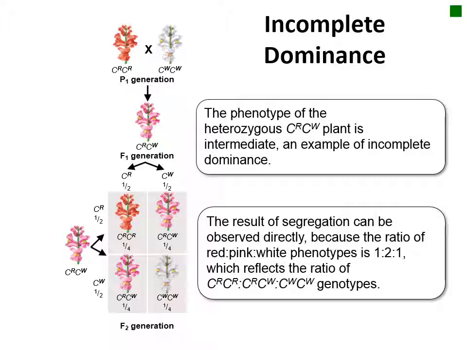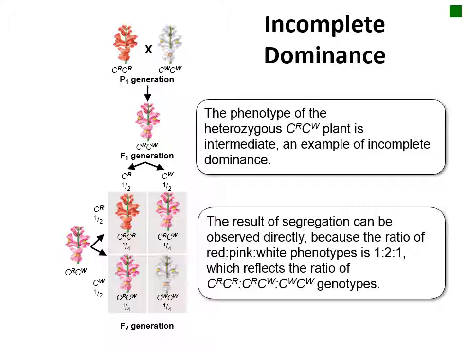For example, in snapdragons, there is one allele that produces red pigment and another that does not, making the white flower. However, in the heterozygote, one copy of the red pigment producing allele does not make enough pigment to turn the flowers completely red. Instead, we get an intermediate phenotype of pink, which is a blending of the two allele colors.